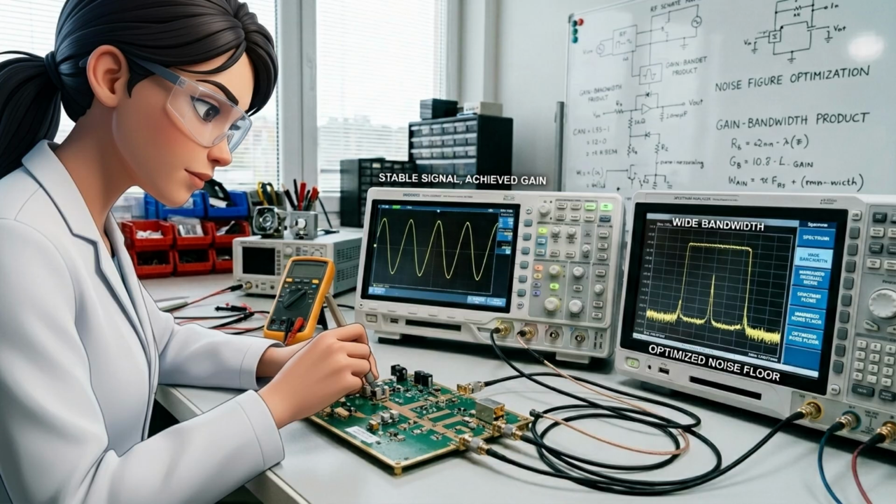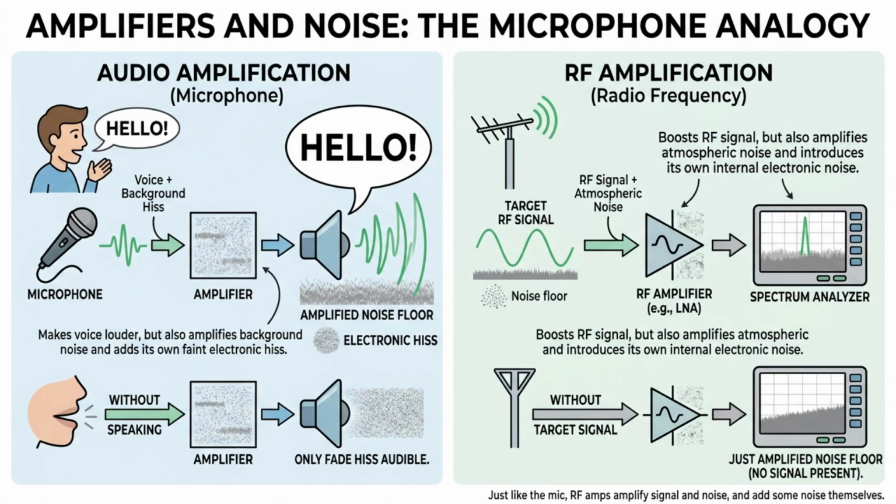Because every amplifier introduces some additional noise, the objective of RF design is not to eliminate amplifier noise completely, but to minimize it while still achieving the required gain, bandwidth, and stability. Intuitively, imagine using a microphone to amplify someone's voice. The microphone makes the voice louder, but it also amplifies background hiss and introduces a small amount of electronic hiss of its own. Even with no one speaking, you may still hear that faint noise. RF amplifiers behave in exactly the same way.